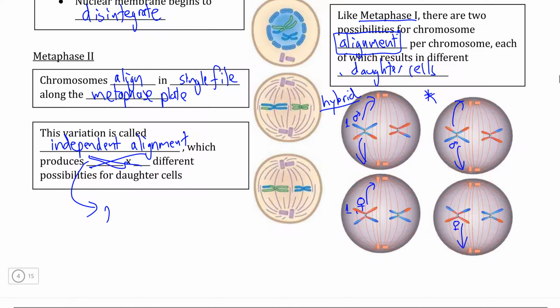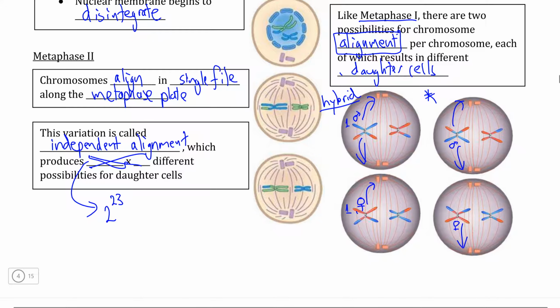Remember that there are two possible alignments, one copy facing the top and one copy facing the bottom, or we can rotate the chromosome 180 degrees to get the other possibility. So this means that there are two possibilities per chromosome, and there are 23 individual possibilities, which means that the total number of possible different daughter cells that we can get is 2 times 2 times 2 times 2, equal to the number of chromosomes there are.